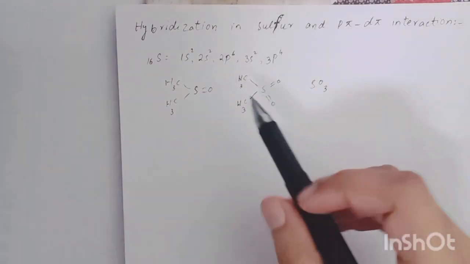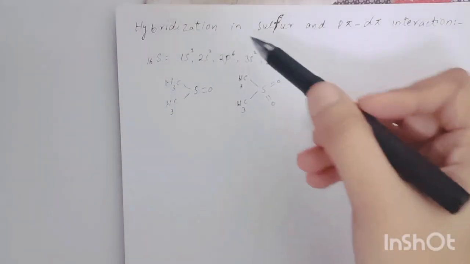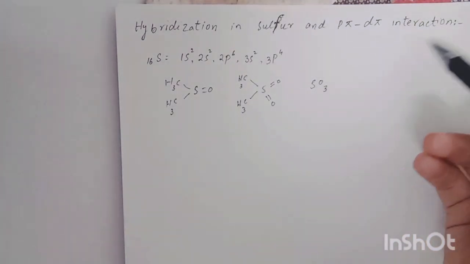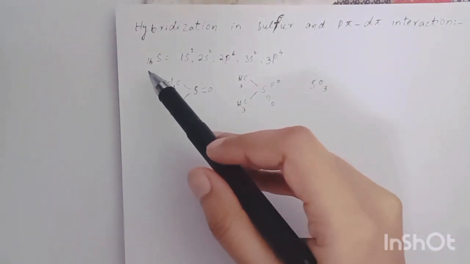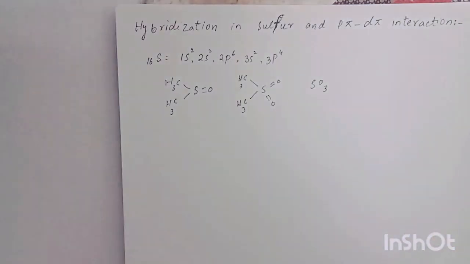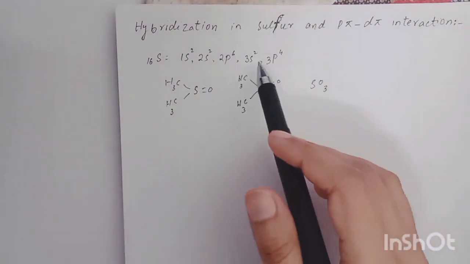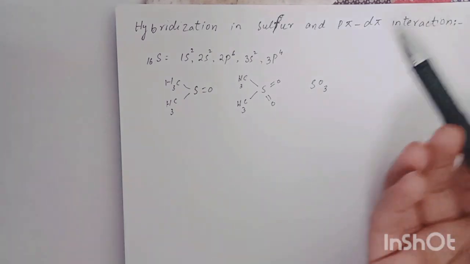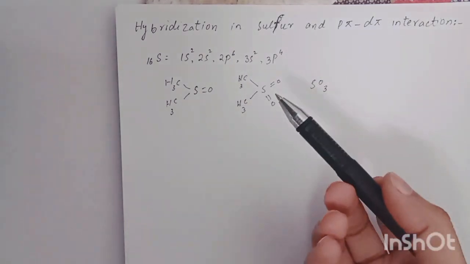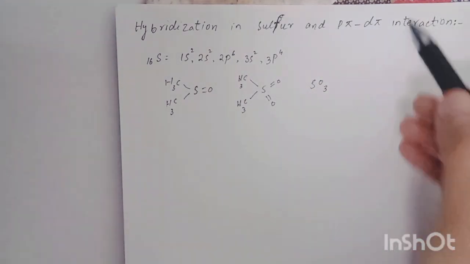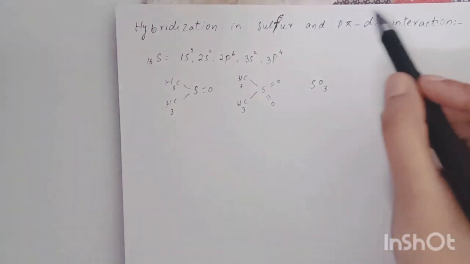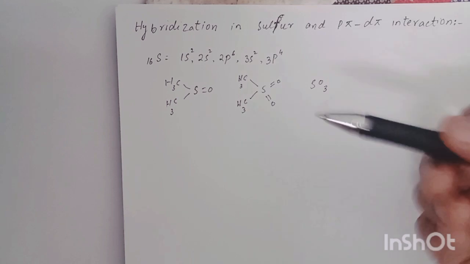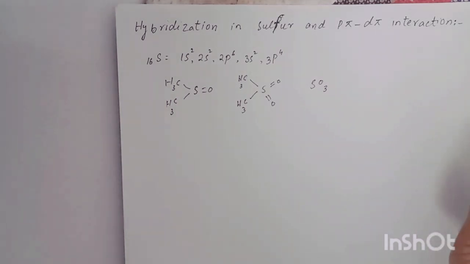Hello everyone. Today we are going to discuss hybridization in sulfur and p-pi d-pi interaction in different sulfur compounds. Sulfur has a total of 16 electrons, with electronic configuration 1s2, 2s2, 2p6, 3s2 and 3p4. Some compounds of sulfur, like sulfides, sulfones, SO3, show these types of p-pi and d-pi interactions. These interactions can be represented through hybridization. So we can discuss hybridization.